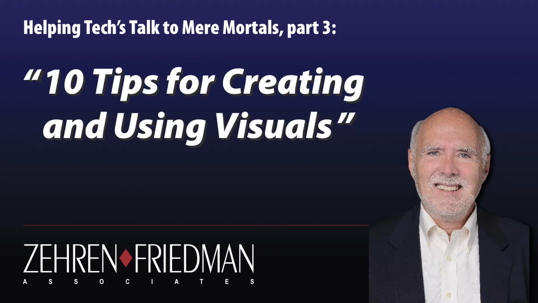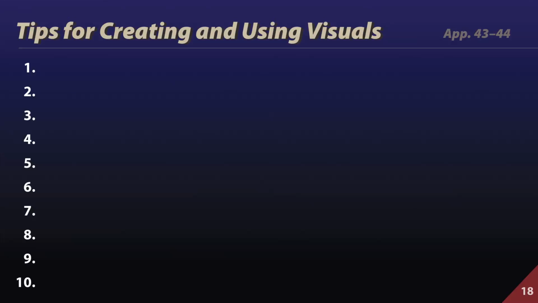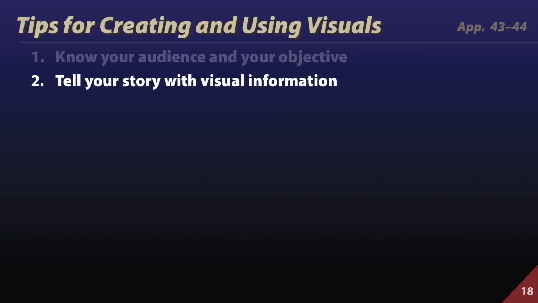So I've already showed my audience that I've got a list of 10, and now I'm going to say, here's the first tip. Know your audience and objective, and I can talk about that as long as I want, and there's nothing there to distract them. When I'm ready to move on to number 2, which is tell your story with visual information, notice how number 1 faded into the background. And number 3 has not yet appeared, so they can't read ahead of me.